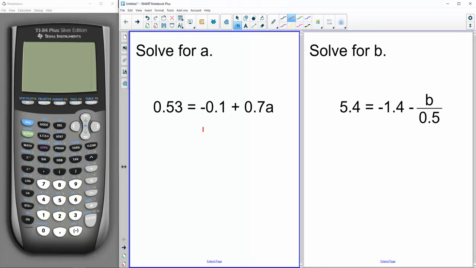The first thing I'm going to do is add 0.1 to both sides because I know that negative 0.1 plus 0.1 is 0. If I add that to both sides, not only will the equation stay balanced, but I will get 0.7a all by itself on the right side of the equation. On the left side of the equation, 0.53 plus 0.1 is obviously 0.63.